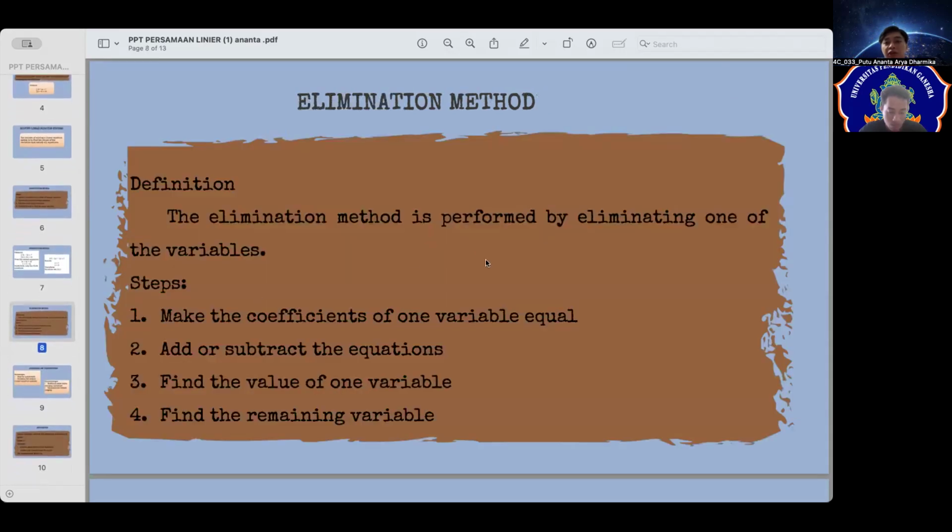The next method is the elimination method. The elimination method is performed by eliminating one of the variables. For the steps: first, make the coefficient of one variable equal. Two, add or subtract the equations. Three, find the value of one variable. And the last, find the remaining variable.